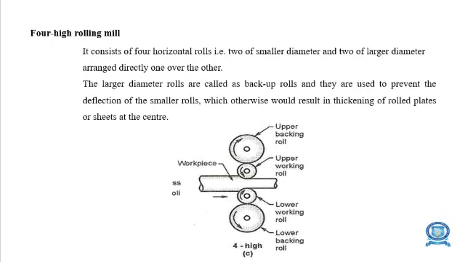This is a diagram of the 4 high rolling mill. The small diameter rolls are called working rolls, which concentrate the total rolling pressure over the metal. The common products of this mill are hot or cold rolled sheet and plate.